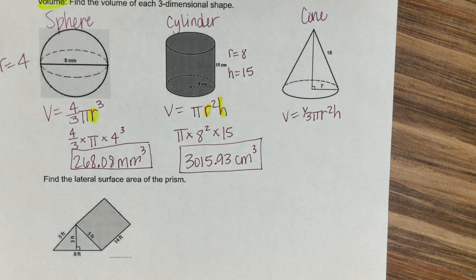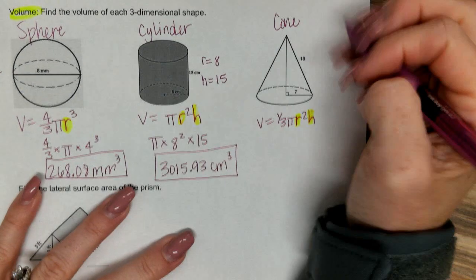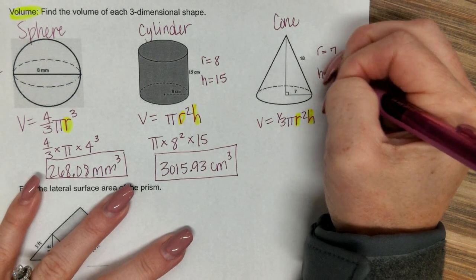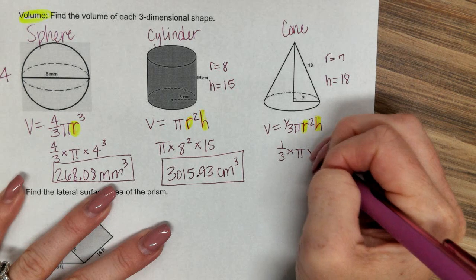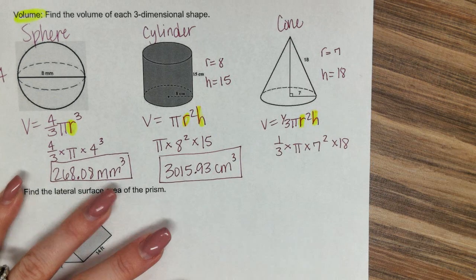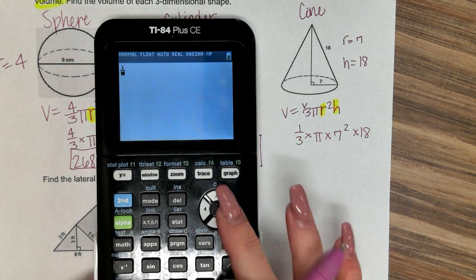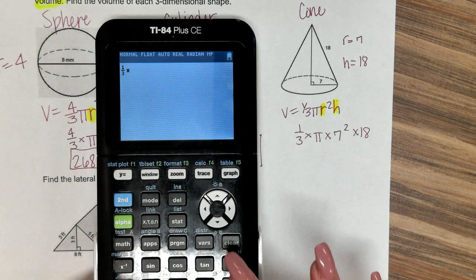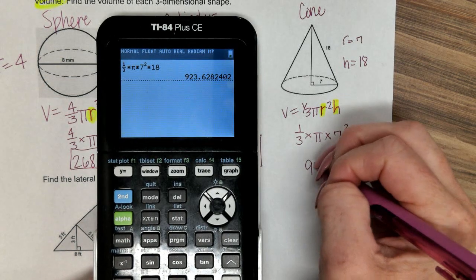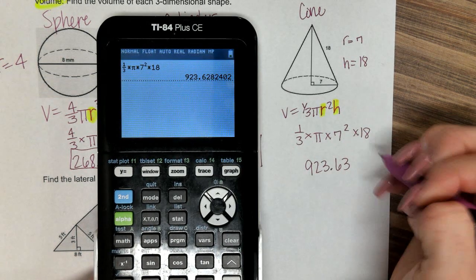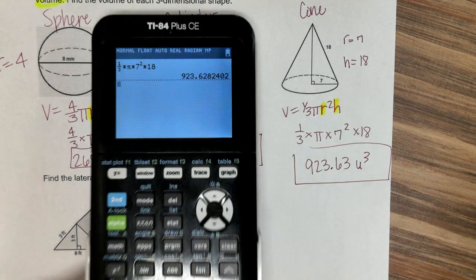Let's go fill it in. I need an R and an H. What is the radius? What is the H? 18. All right, 1/3 times pi times 7 squared times 18. And the answer is 923.63 if I round. There was no units on it, so I'm just going to say units cubed.